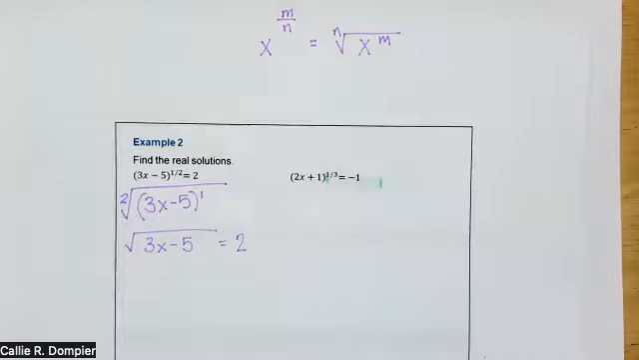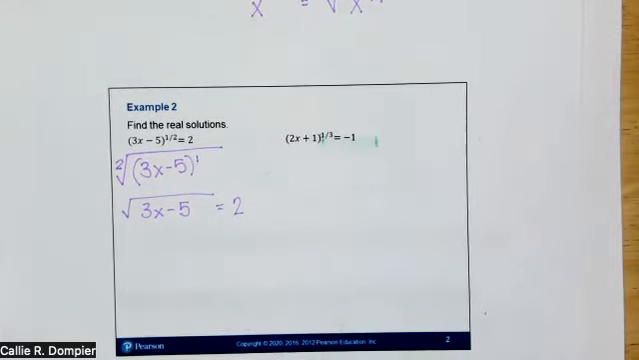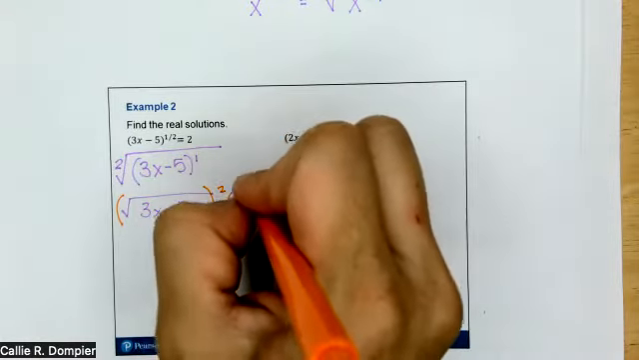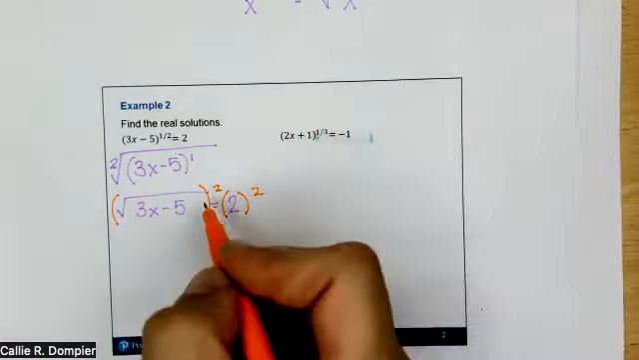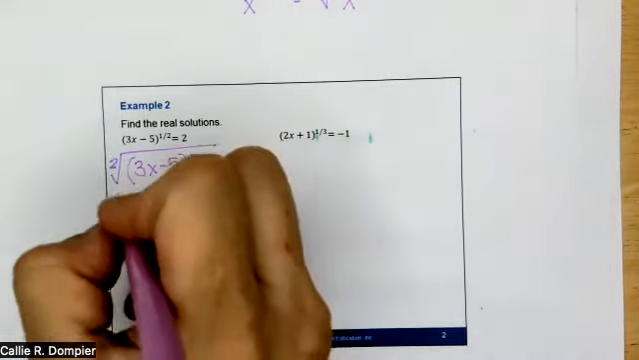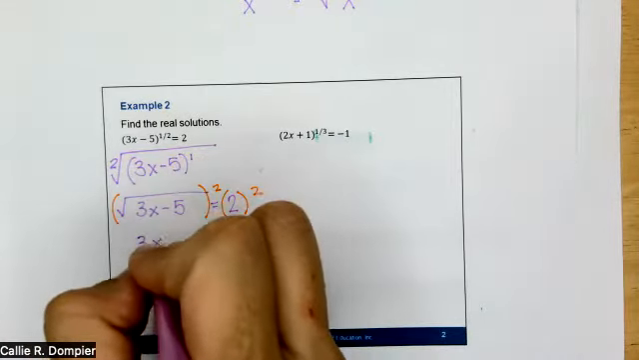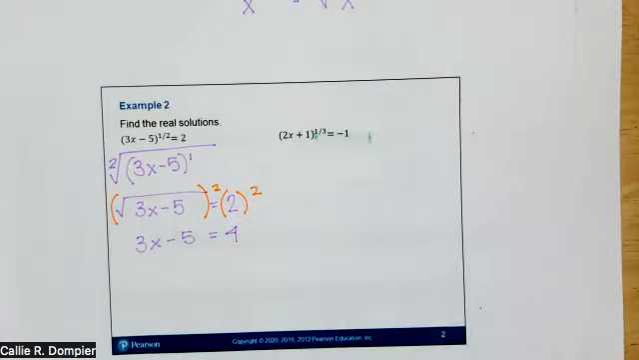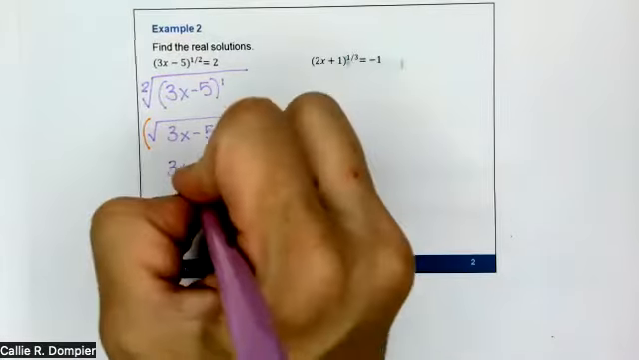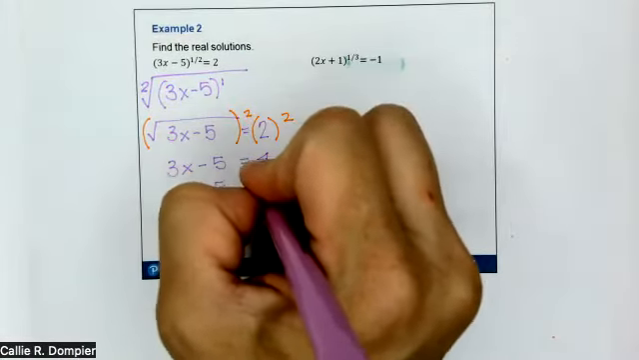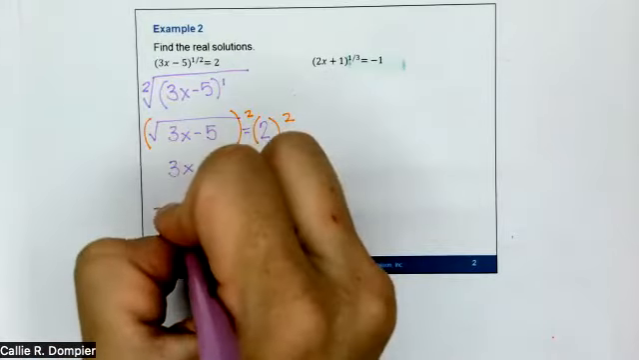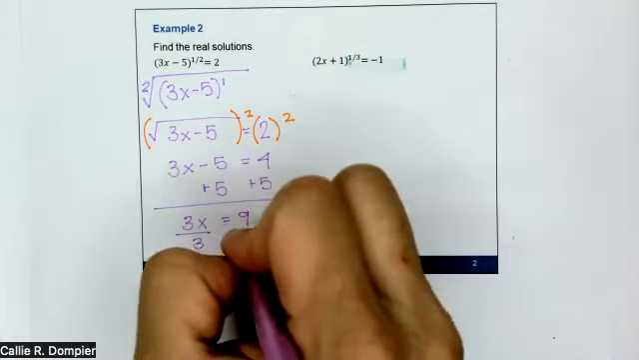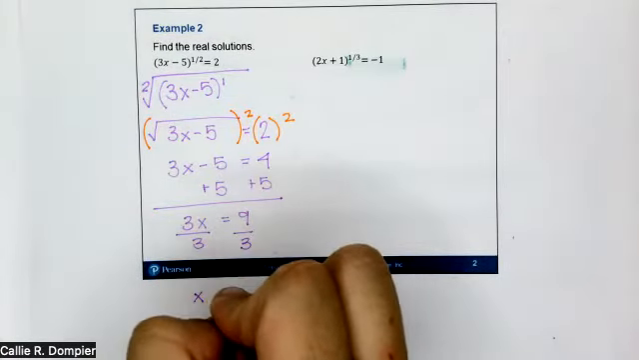Use this rule. Okay. Now, to undo it, square this side, square this side. By squaring that, I just got rid of the radical. So it's 3x minus 5 equals 2 squared is 4, right? Now we're just solving for x. Add 5, 3x equals 9, divide by 3, x is 3.